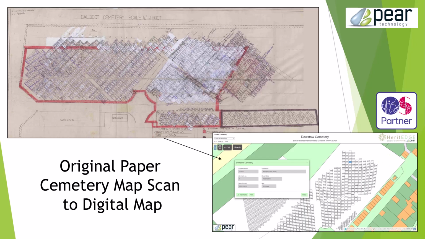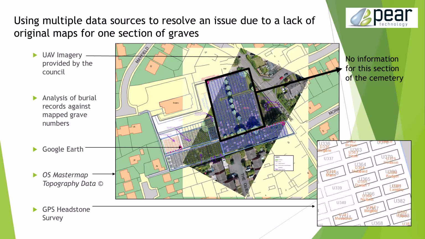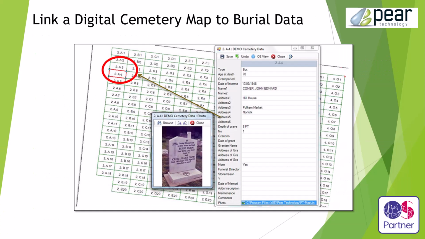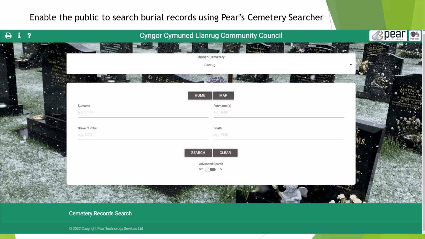We take your paper map or existing map and convert it to an accurate searchable map. Using multiple data sources we can accommodate any details lacking on the original map. Once the digital map is created, it can be linked to data in the cemetery admin system. The map can then be published to the web and the data searched.